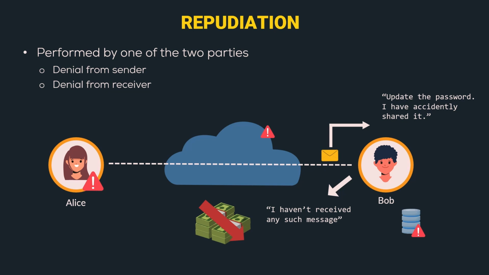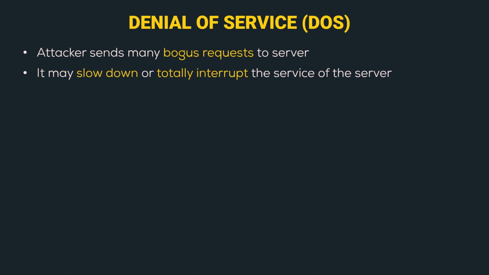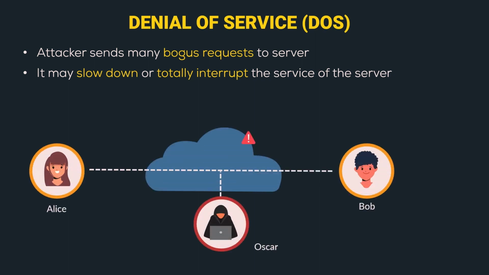So this was all about attacks that threaten integrity. The next is an attack that threatens availability, which is denial of service, also commonly known as DOS attack. Here the attacker sends many bogus requests to the server. It may slow down or totally interrupt the service of the server. Let's call our graphics to understand it better.